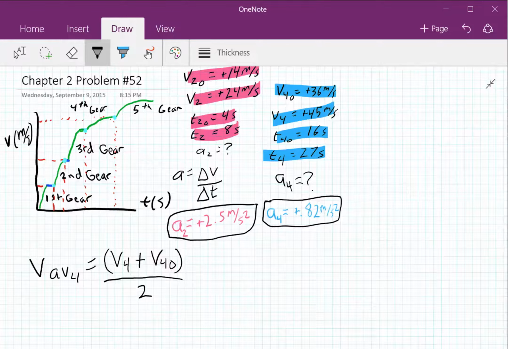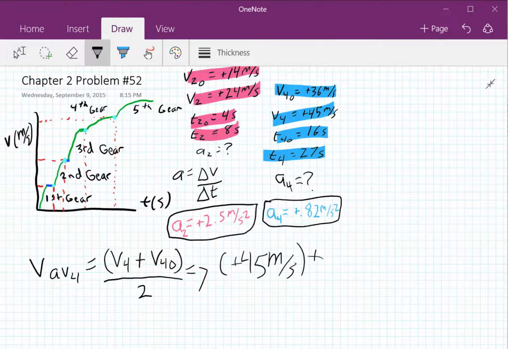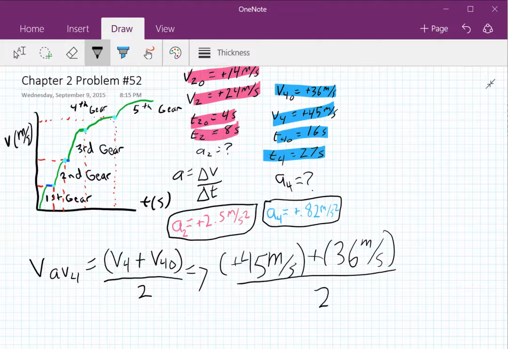When you do that, you're going to plug in the values: 45 meters per second plus 36 meters per second, all divided by 2. So you're going to get an average of a positive 40.5 meters per second.